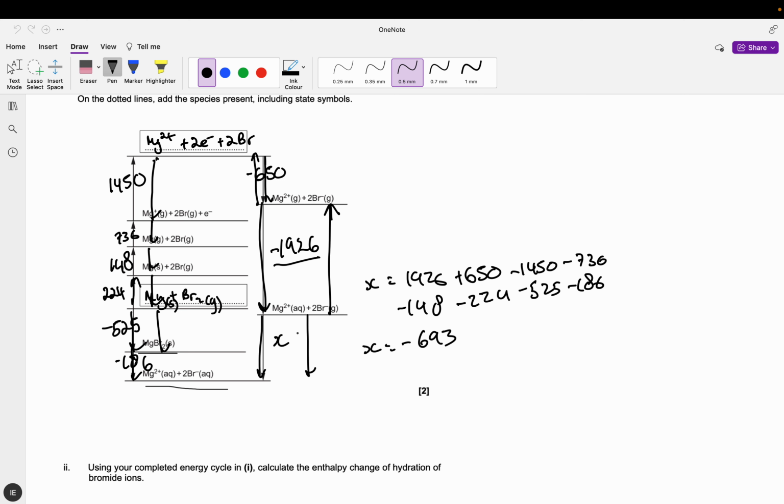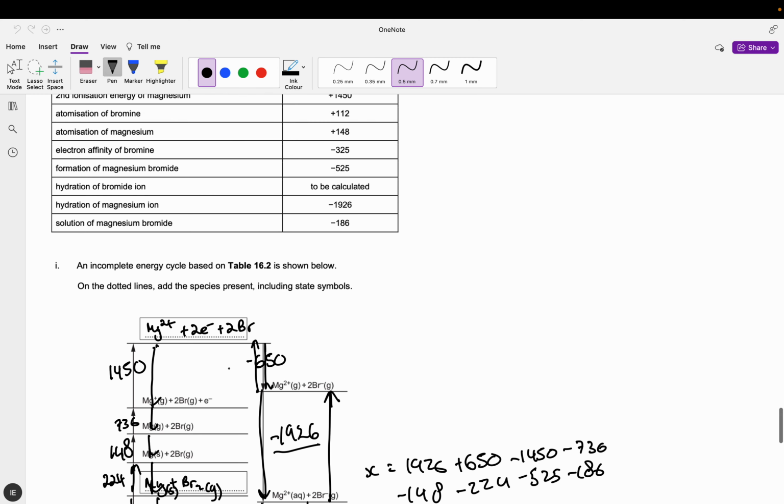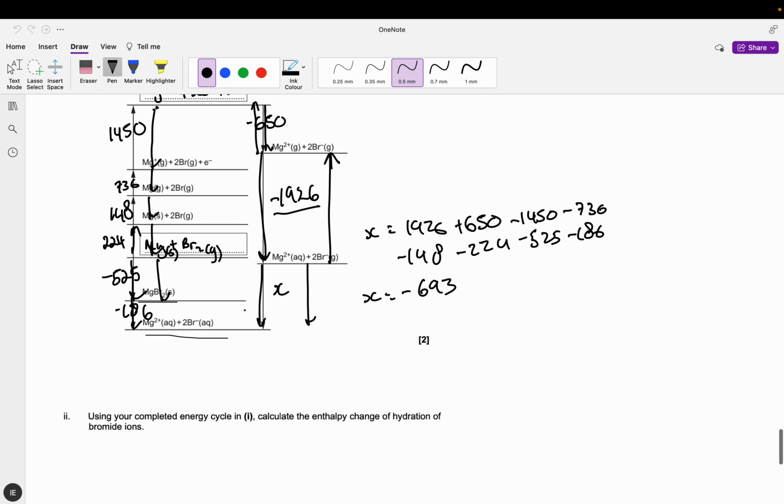This X represents you dissolving 2 bromine ions from gas to aqueous. The question wants you to calculate the enthalpy of hydration of bromide ions, referring to 1 bromide ion. So X is minus 693, but that represents 2 Br minus gas going into 2 Br minus aqueous. You want 1 Br minus, because that's what enthalpy of hydration is. It's just for 1. So therefore, you just divide this by 2, and you should get minus 346.5. And that's it. That's how you do this question.